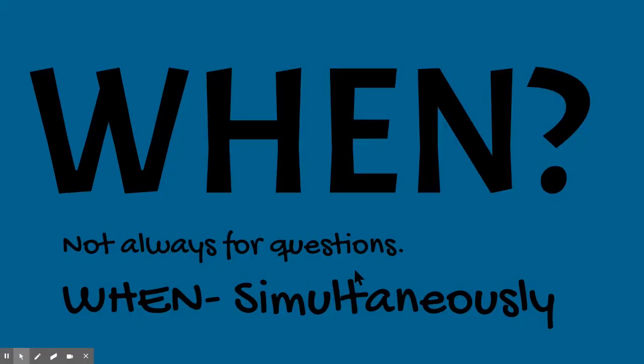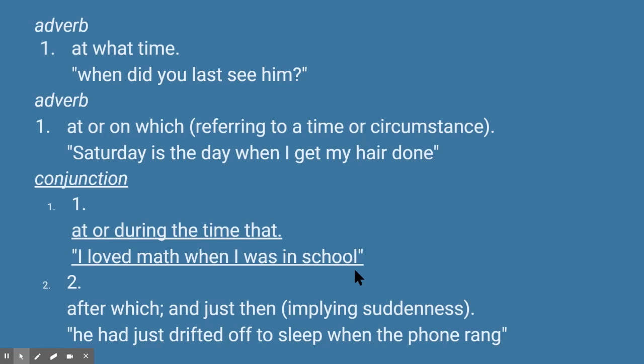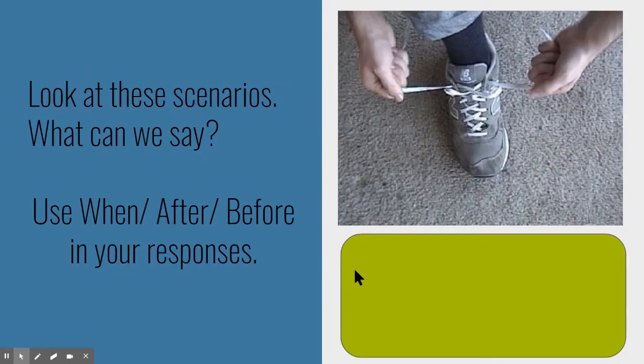All right, so when is a little tricky. Usually we use when for a question. We say, when are you going here? Or when will you be finished? But in these scenarios with these dependent clauses, we want to focus on using it as a conjunction, which means simultaneously. It means at the same time. So like I loved math when I was in school, right? So those two things occurred at the same time in the past, right? So we will practice using that today.